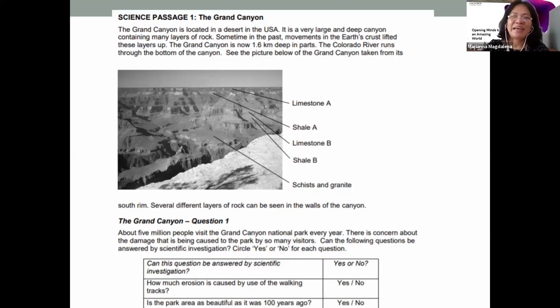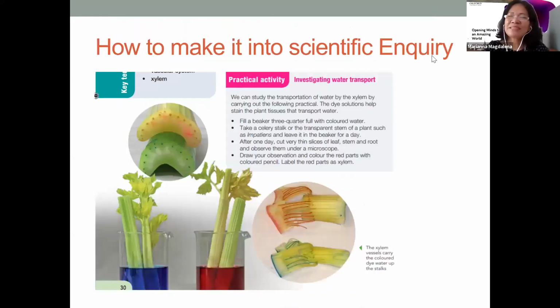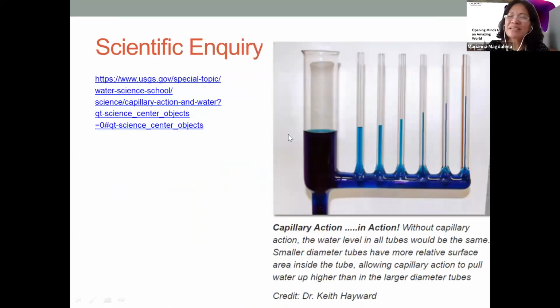Okay. Then in this case, if we do scientific inquiry, what do we change? We change the diameter of the tube. That's the independent variable. What is the dependent variable? It is the rise of water in the tube. That is the dependent variable. And then what is the control variable? You should have the same liquid, of course. That's the control variable. Okay, that's my answer.